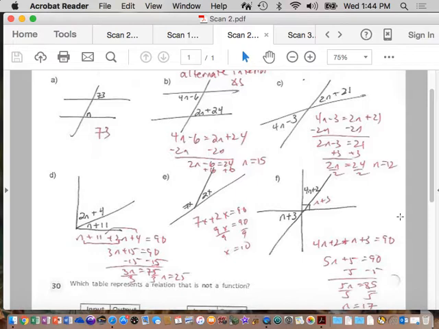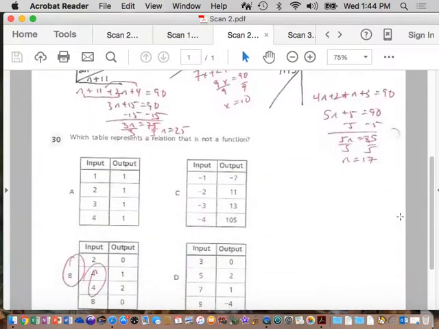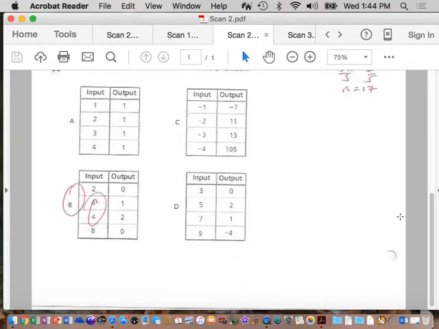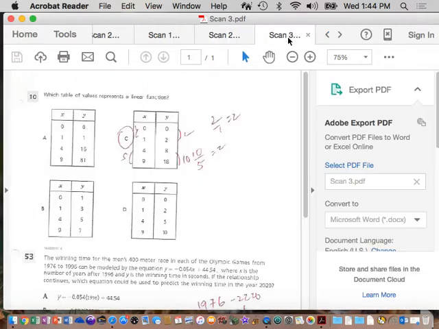Okay? Down here. Any issues? Okay, scan 3.